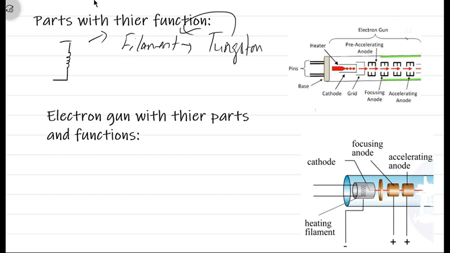Tungsten filament. If we provide the AC supply to the tungsten filament, what will happen? It is the same thing as when you provide electric supply to an electric lamp, it starts glowing. So here, when we provide the supply to the filament, first part, the filament, it will start to heat up and glow.